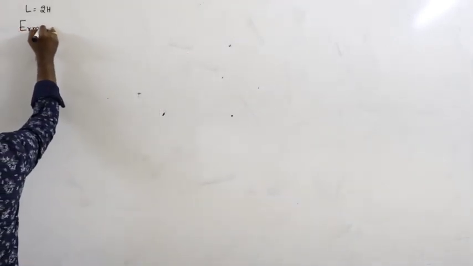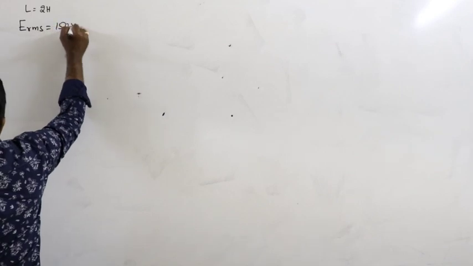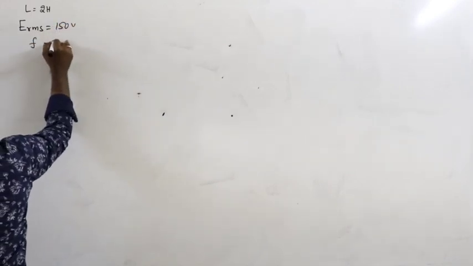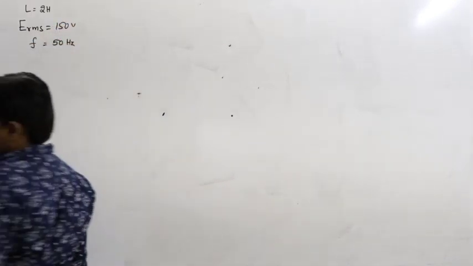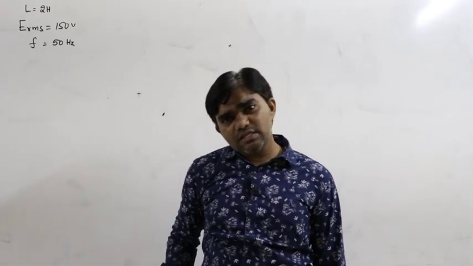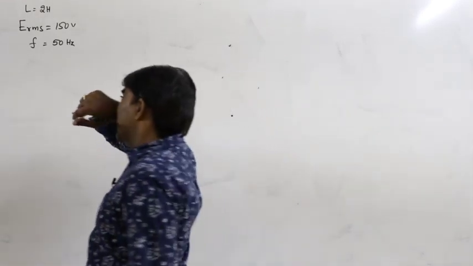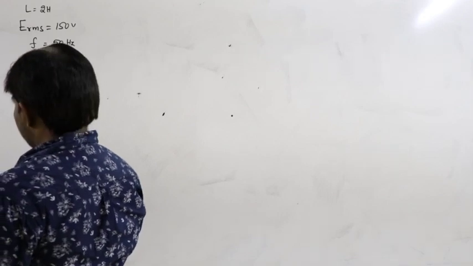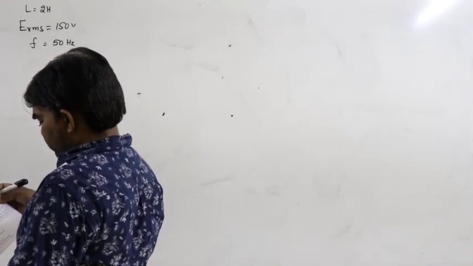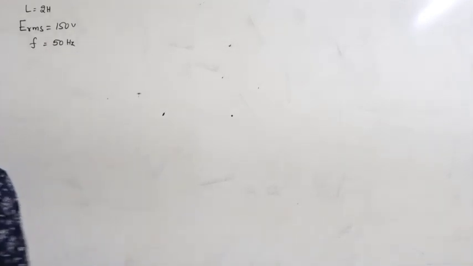So given that E RMS is equals to 150 volts and the frequency is given as 50 hertz or cycles per second. Cycles per second in the sense hertz. So L is 2 H, E RMS is 150 and f is equals to 50 cycles per second. So these are the values.